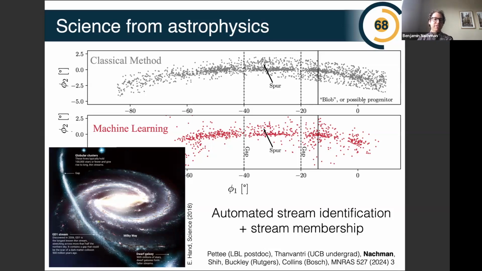We found a bunch of stars that look like they should belong to the stream, but are not in the classical method. And now with spectroscopic follow-up, we can just check if they indeed belong there or not. And they could basically augment our ability to learn about the structure of streams, as well as to find new streams that we didn't know about before.